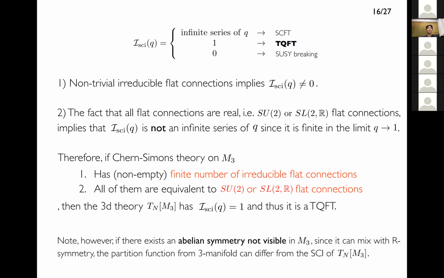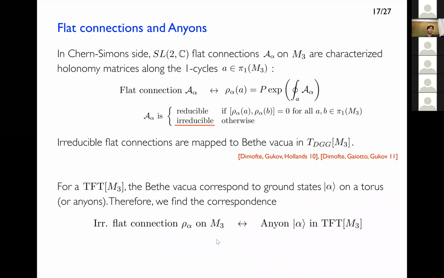However, if there exists some accidental abelian global symmetry, which is not visible in the 3D manifold or in the compactification of M5 branes on the three manifold, then the superconformal index can be different from the partition function of the three manifold, because this accidental abelian symmetry can mix with the R-symmetry of the 3D N=2 theory. We know some such examples, but in the following discussion, we'll assume that we do not have such accidental symmetry.